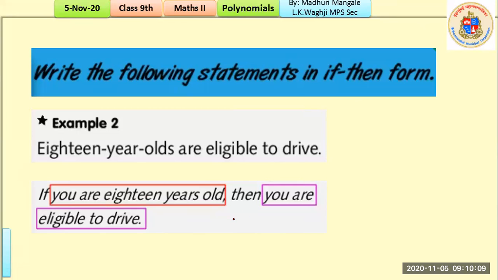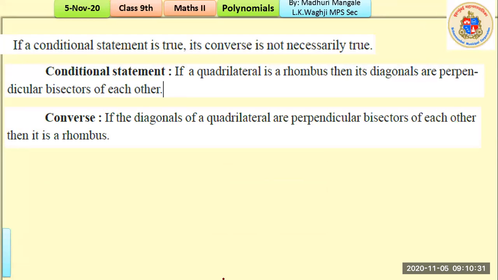No, it's not true, because it's not necessary that the person is strictly 18 years old. The person can be more than 18, right? The person can be 40 years old and still that person can drive. So here we have seen two examples where the converse is not necessarily true. All right, let us look at some mathematical examples now.